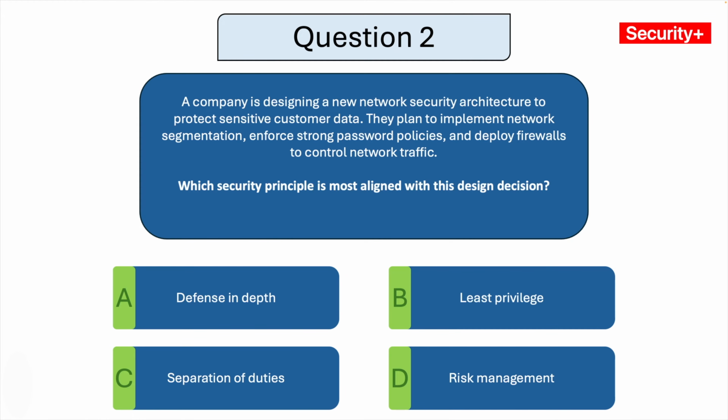So what's the scenario here describing? I mean, it's describing multiple different security controls, such as network segmentation, strong password policies, and also the mention of firewalls. So there are multiple controls. And when you have multiple controls stacked on top of each other to help build out things like redundancy, that's going to be called defense in depth. So for this one, I'm going to go with A, defense in depth.